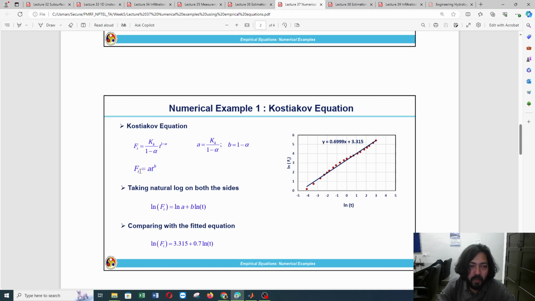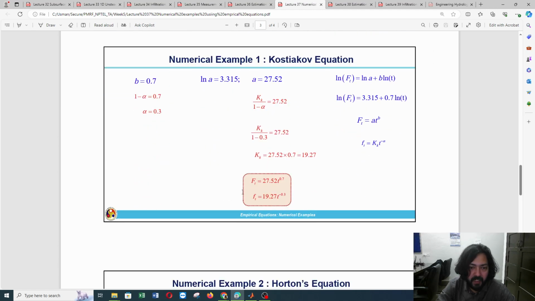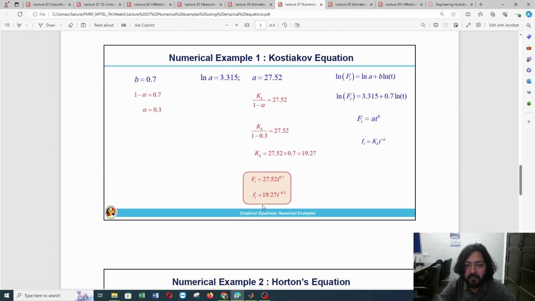Right, so we have got the cumulative infiltration, but if we also want to calculate the infiltration rate, we need to work on the above equation. In it we need to calculate the value of alpha and the value of k of k. Both of these terms depend upon a and b. Alpha is nothing but 1 minus b, and k of k is nothing but the product of a into 1 minus alpha. Since we now know the values of a and alpha, we can calculate k of k and alpha, and we can get the value of f of t, that is cumulative infiltration, and the infiltration rate as well.